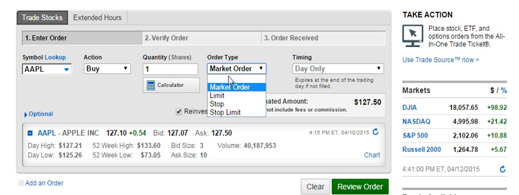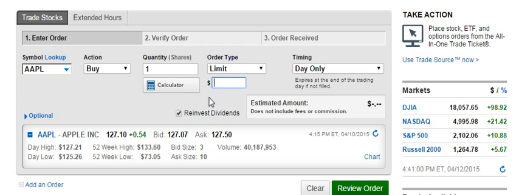If we look at a limit order, when you have a limit order, you set the price at which you're willing to execute the trade. So in our example, if I decide that I want to set a limit order of 125, I'm going to type that in. You notice that the estimated amount is now $125. That means that I will only buy the Apple stock if the price falls to $125 or less. And that's why our estimated amount has just changed.